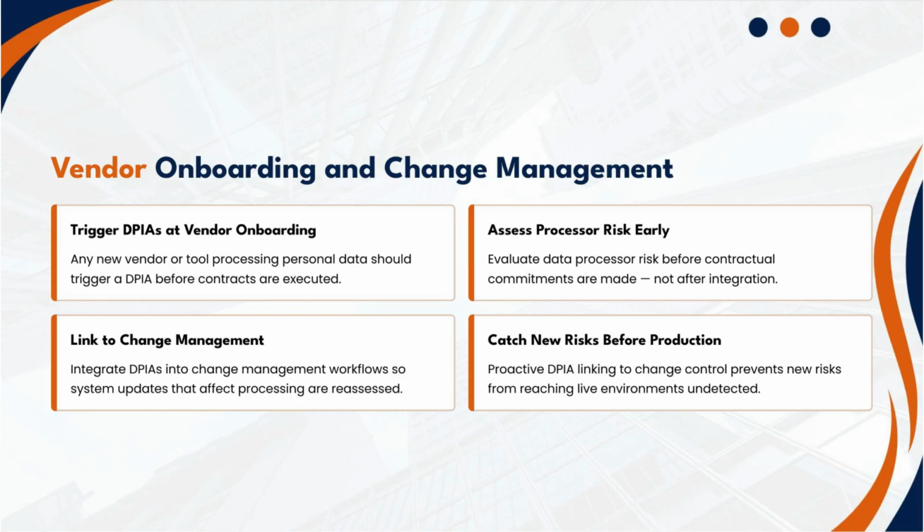Then there's change management. Systems and projects don't stand still. A new feature, a new data field, a new integration, any of these can change your risk picture. So your change process should include a simple trigger. Does this change affect personal data? If yes, revisit the DPIA. Let me give you an example. A team added an innocent-looking analytics feature to an app, and it quietly started collecting location data. Because change management included a privacy check, it was caught before launch. So ask, do our onboarding and change processes have privacy checkpoints built in? That's where DPIAs prove their ongoing worth.